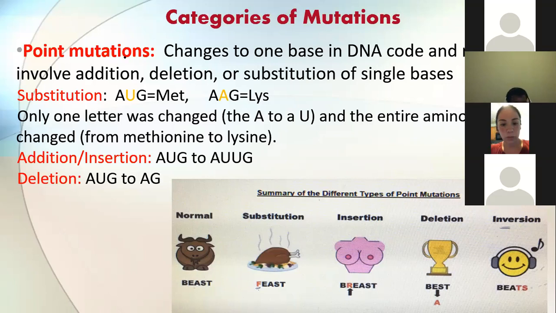A point mutation is a change to one base in the DNA code, and may involve addition, deletion, or substitution. So just a single base; we are talking about just one base pair. It was AUG, methionine. Now it's AAG, which means it's lysine.